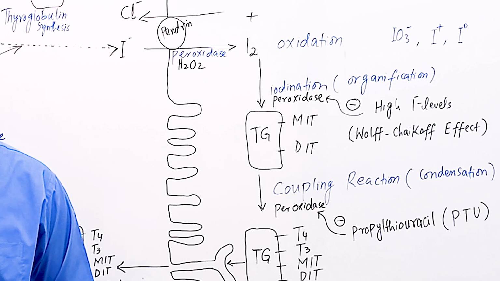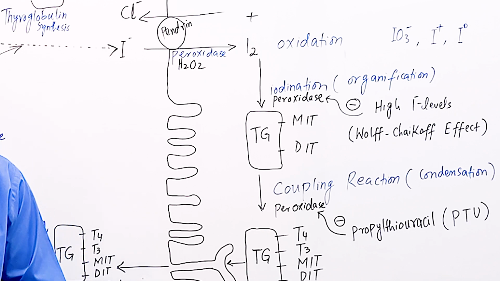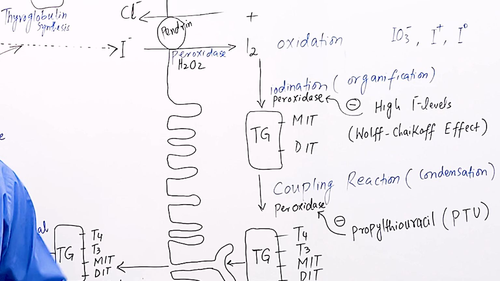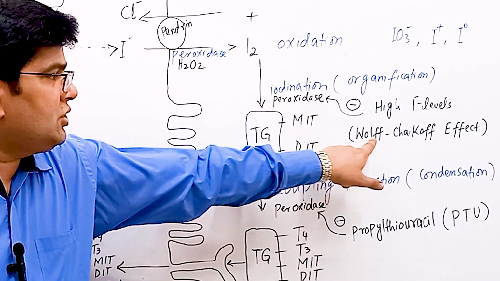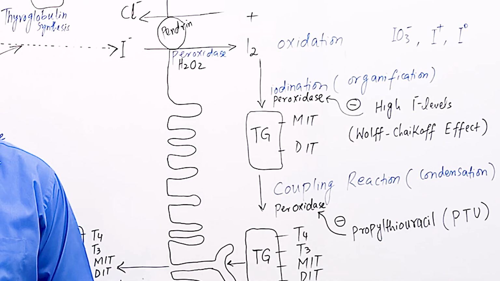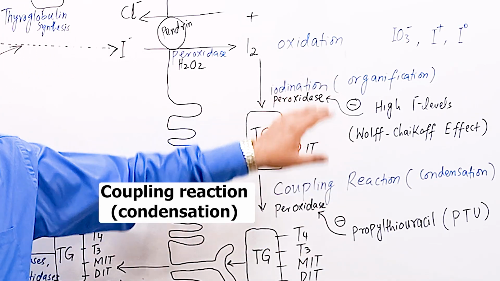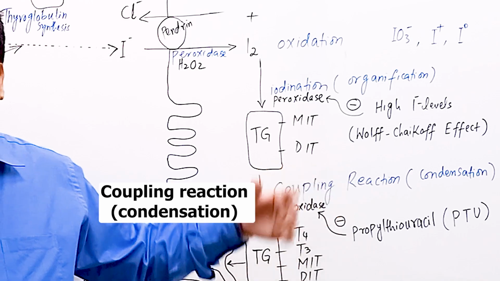When high levels of iodides are present in our blood and in thyroid gland, this can suppress this iodination reaction, and this is called as Wolff-Chaikoff effect. By decreasing the synthesis of thyroid hormones, this decreases the thyroid activity.